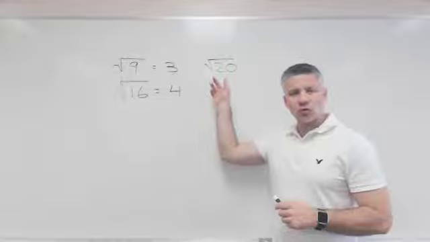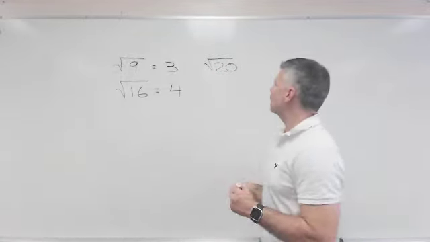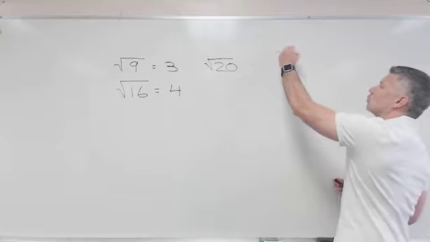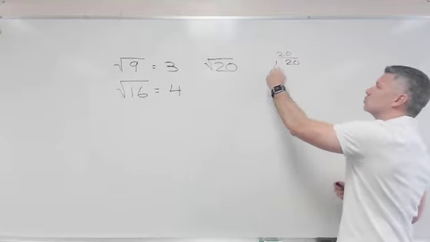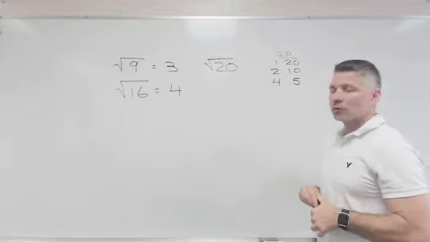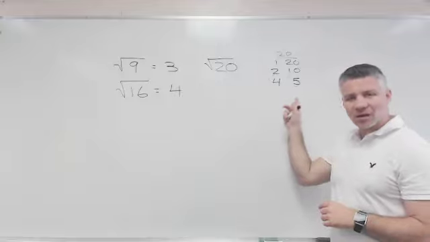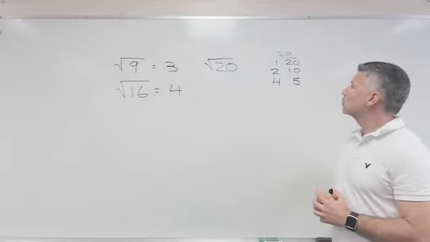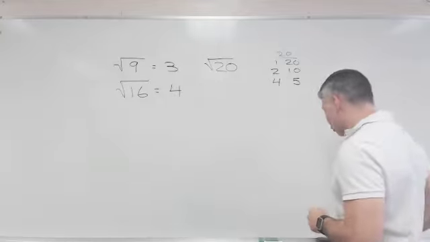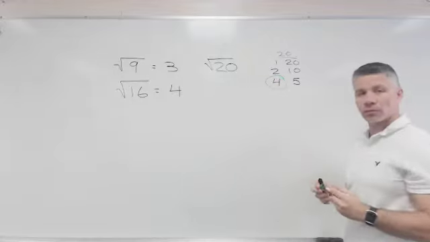So to simplify the square root of 20, let's figure out first how we can multiply to get 20. Well, we could do 1 and 20, 2 and 10, 4 and 5. From this list, do I know the square root of any of these numbers? Oh, look at that. I do know the square root of 4.